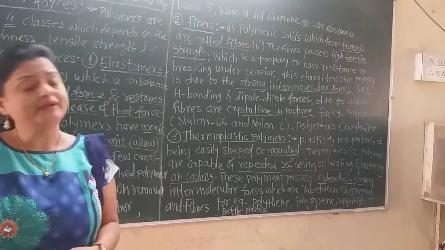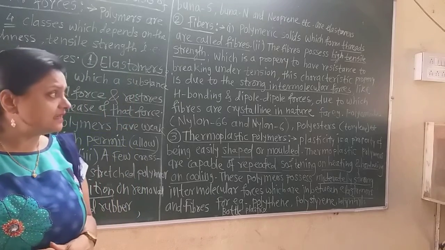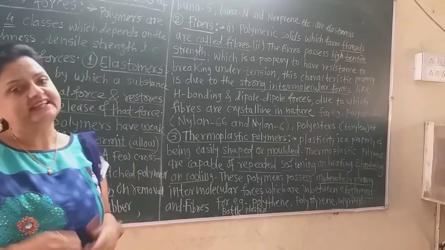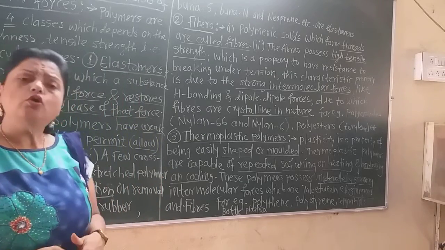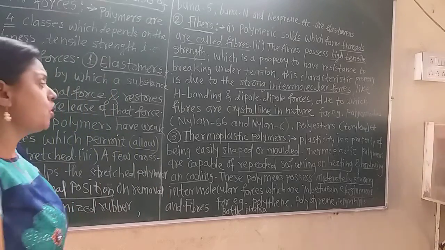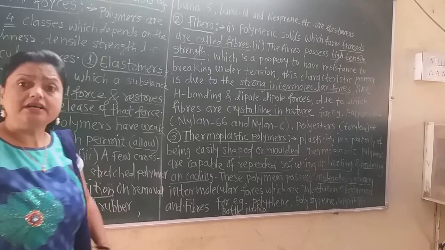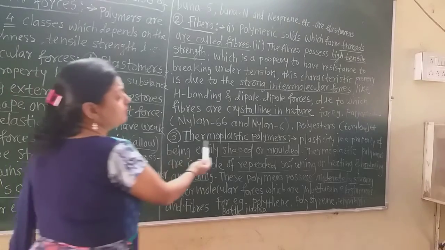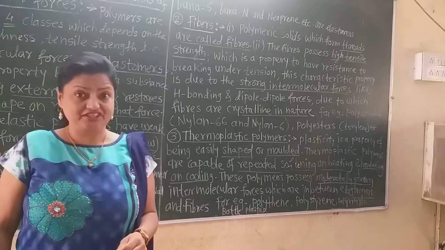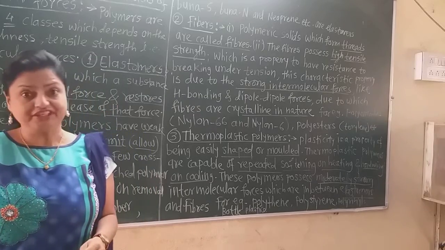Now these are the two best examples of the fiber: the polyamides nylon 6 and nylon 66, and polyester, that is terylene or dacron. Now the third type or class of these polymers is the thermoplastic polymers. Now as the name suggests, they are thermoplastic.